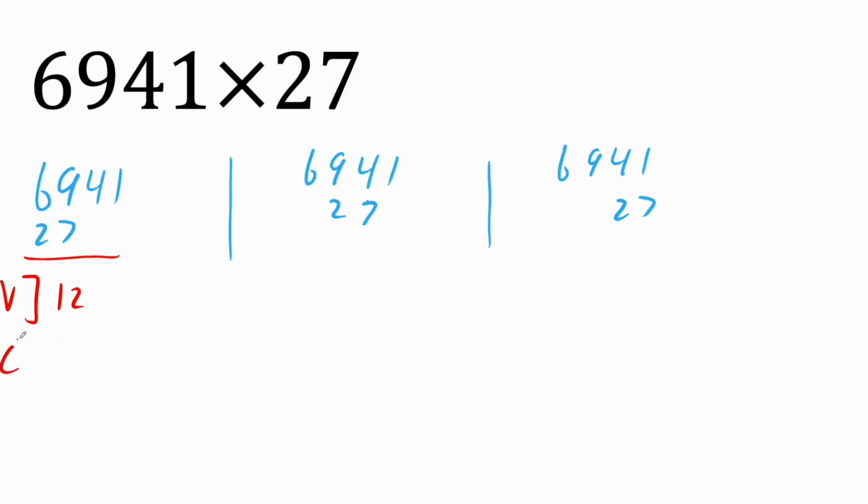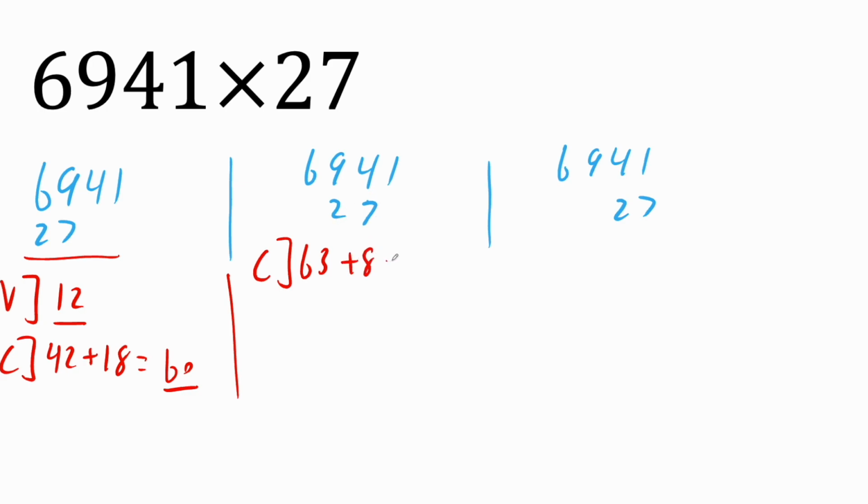Then we'll do our cross. 6 times 7 is 42, plus 2 times 9 is 18. 42 plus 18 is going to give us 60. Now this piece, we don't have a vertical, we just have the cross. So I'm going to say C for cross. 9 times 7 is going to give us 63. 2 times 4 is 8. 63 plus 8 will give us 71.